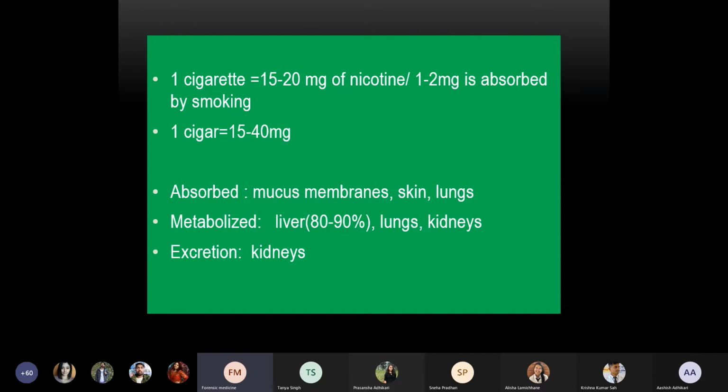One cigarette stick contains 15 to 20 mg of nicotine, and out of this, 1 to 2 mg is absorbed by smoking. In the case of a cigar, one cigar contains 15 to 40 mg of nicotine, and out of this, 2 to 4 mg is absorbed by smoking. So you should remember this one. Absorption takes place from mucous membrane, skin and lungs. It is metabolized 80 to 90% in the liver, and the rest in lungs and kidney. Excretion takes place from the kidney.